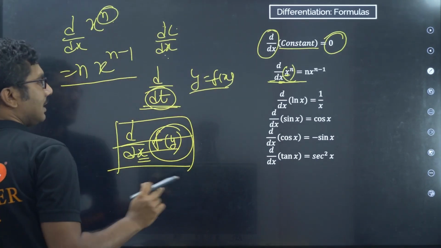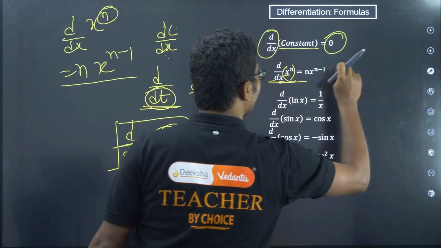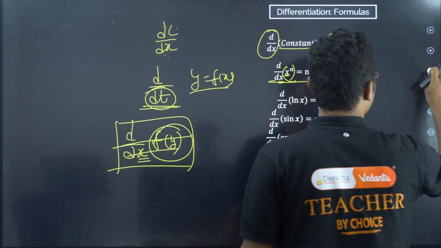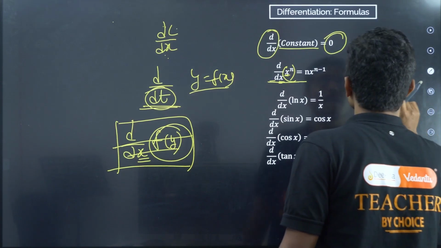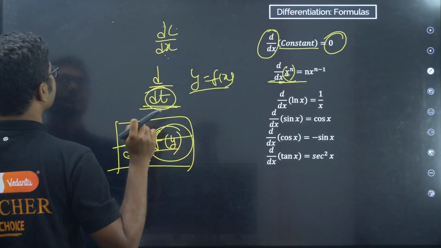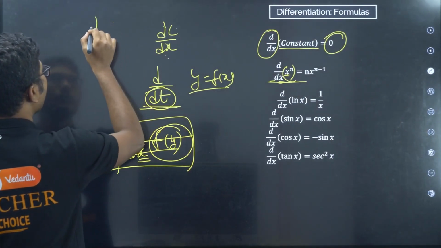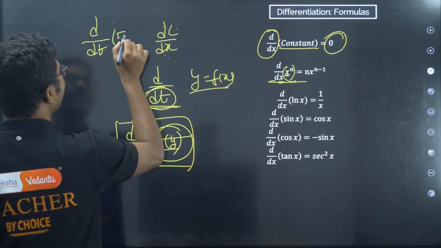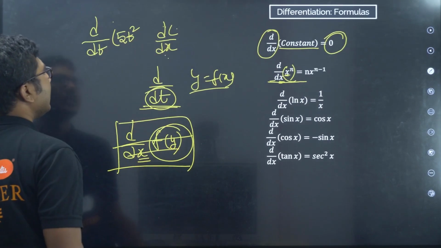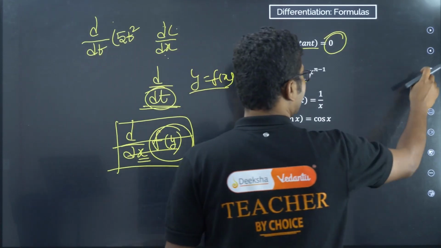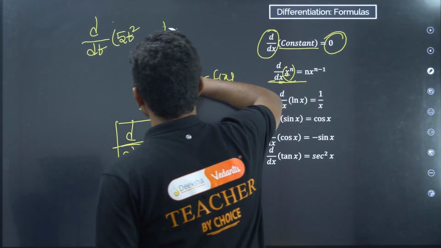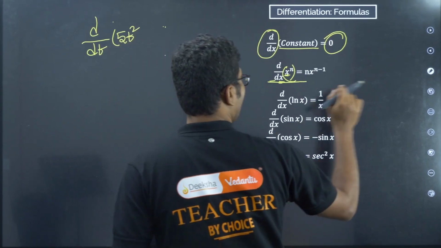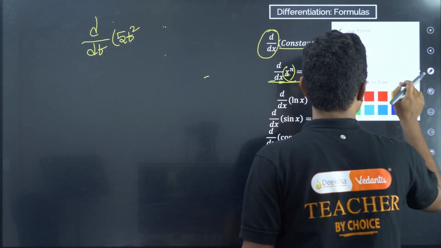In some cases it will not be like this. So, suppose d/dt of 5t squared. Now, what will happen? How can we differentiate this? First of all, remember this.